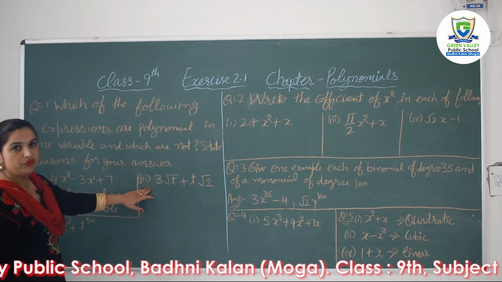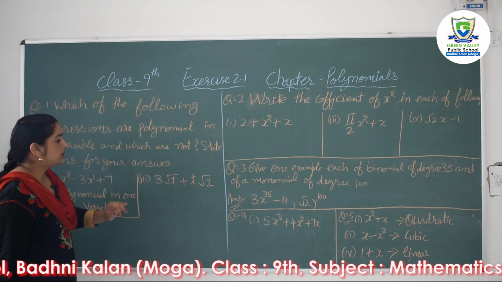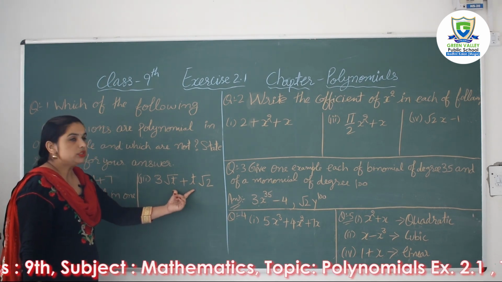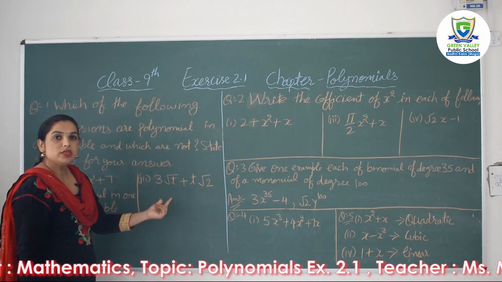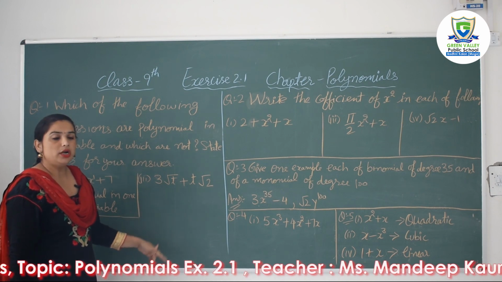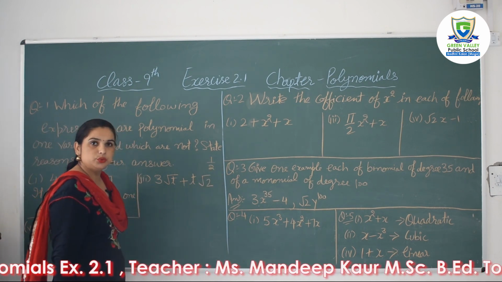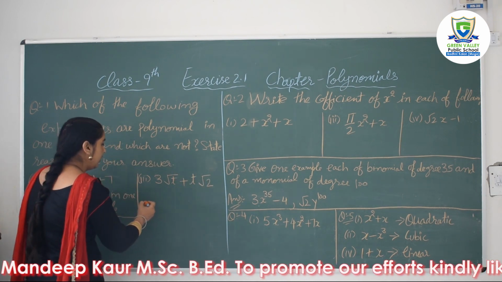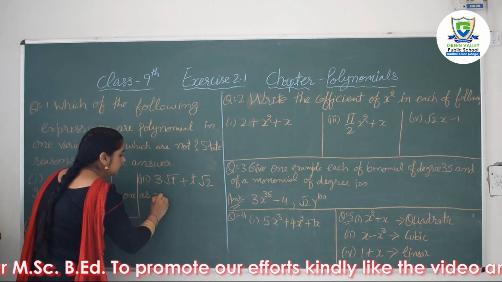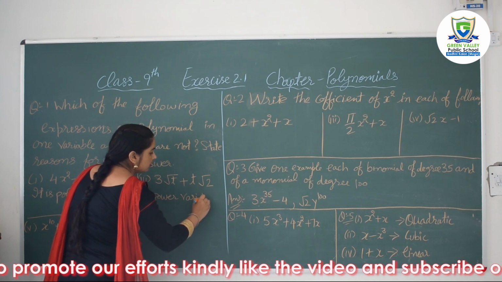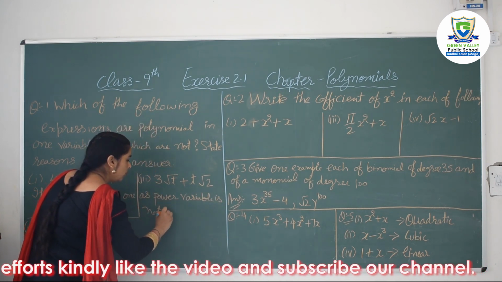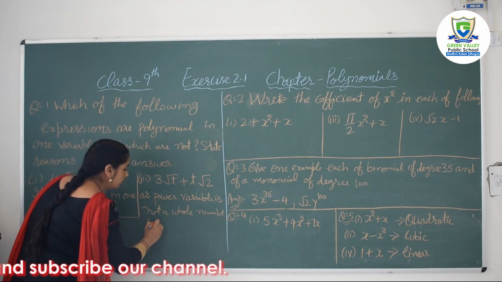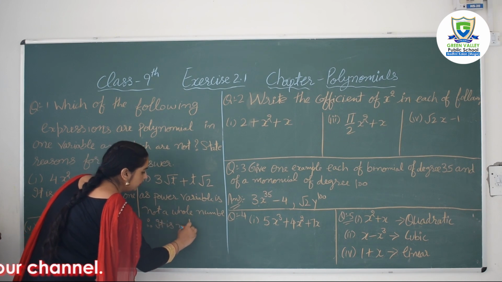Now I have taken the third part of it. Second is similar to first. In the third part, if you can check, student, it is written 3 under root t plus t into under root 2. Here they used variable as t. In the first term, if you can see here, the t has an under root, and we know under root means the power is in the fraction 1 over 2. So fraction means it is not a whole number. So we can say it is not a polynomial. So we'll write: power of variable is not a whole number. Therefore, it is not a polynomial.